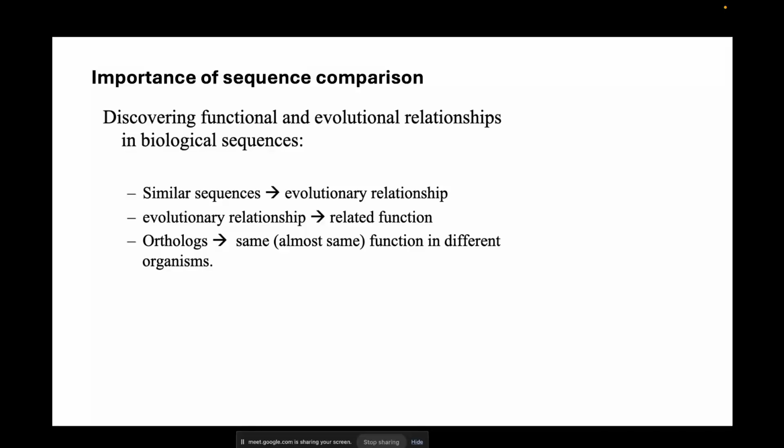So for example, a chimpanzee protein A and the human protein A will be very similar in sequence, and it tells you about the evolutionary relationship. By extension, if there is a similar sequence, there is an evolutionary relationship, and there is also related function. There are some proteins which are called orthologs of one another, which have basically almost the same function, but are present in different organisms with slightly different sequences.